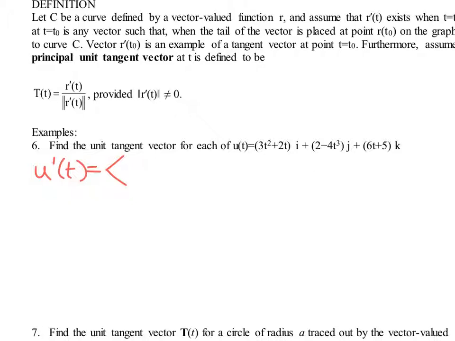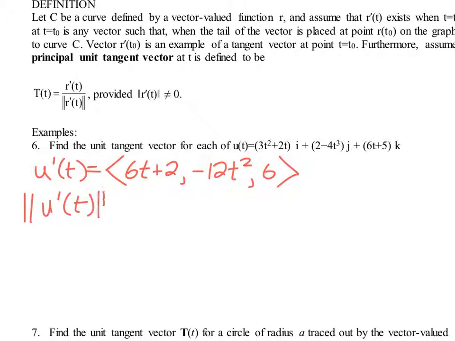What are we looking at? 6t plus 2, comma, negative 12t squared, comma 6. All right, so I need the magnitude of that, which is the fun part.